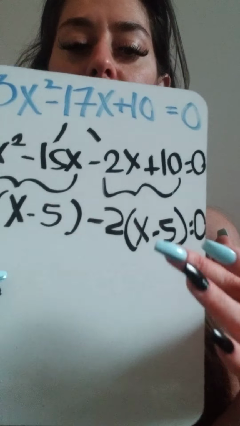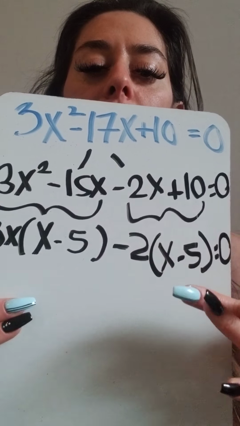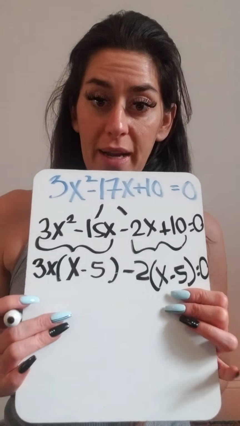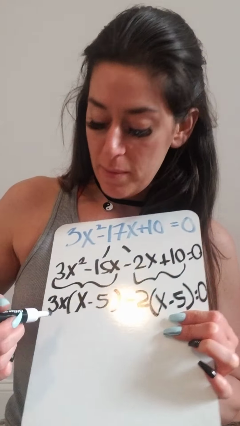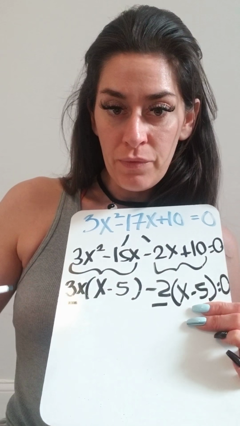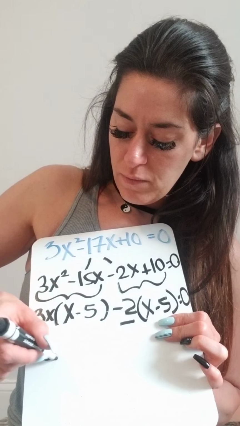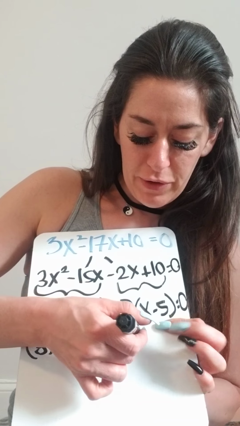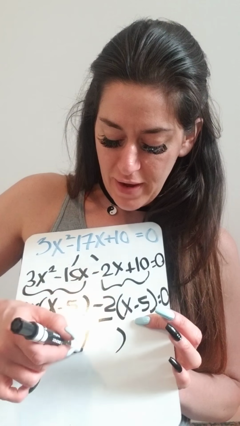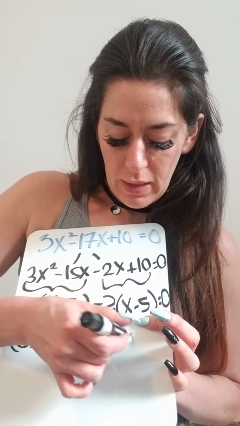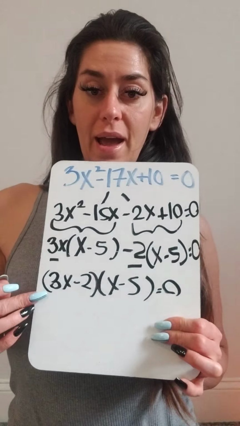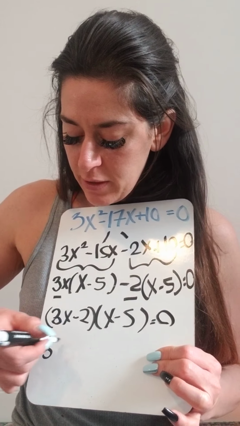Now again, I love this method because if the binomials match, then you know you did this right. So my factored form is a combination of what you pulled out in the front, which was 3x minus 2 in parentheses times whatever's in the parentheses, x minus 5 equals 0. So now my two solutions, I'm going to say 3x minus 2, set that equal to 0.